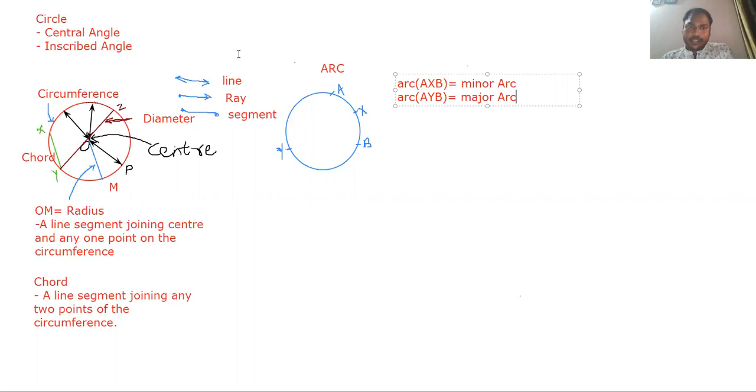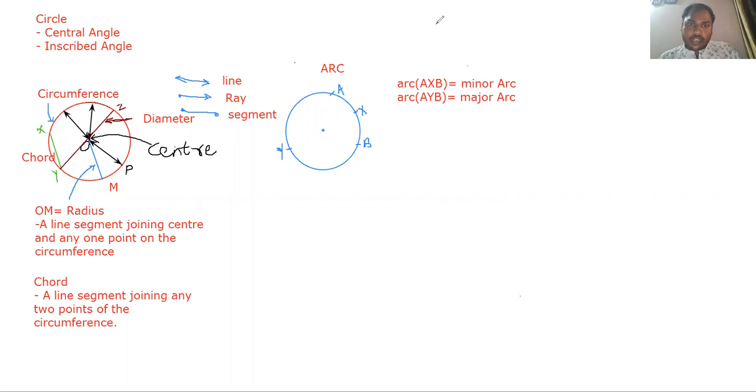Why are we calling this the central angle? Just try to understand what central angle means. You can all see in the diagram, this is the center of the circle. I'm making this point darker so you will get the idea. Yes, this one is the center of the circle. What is the meaning of the central angle?